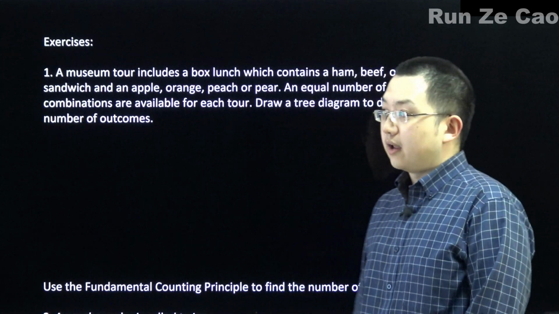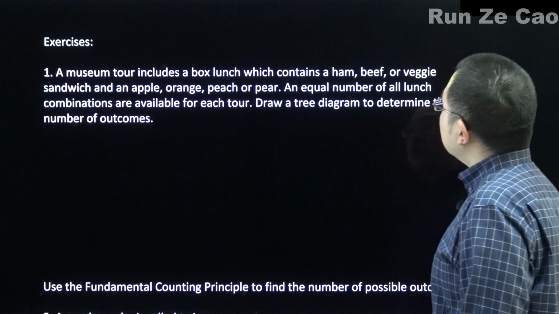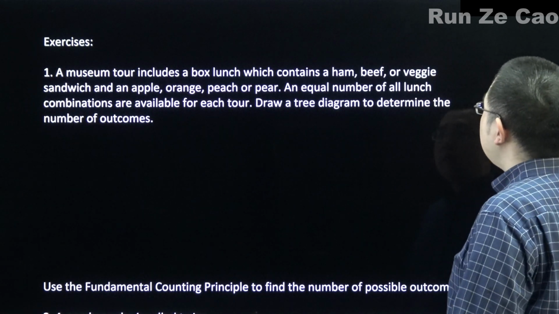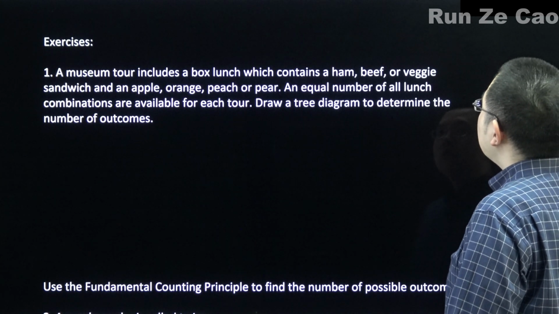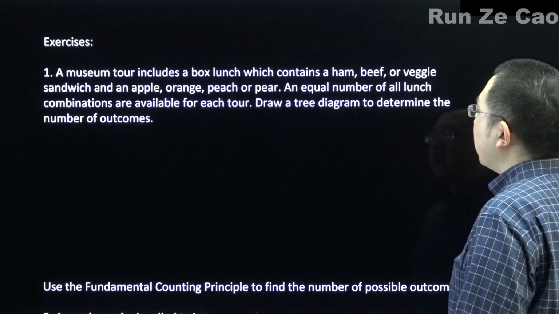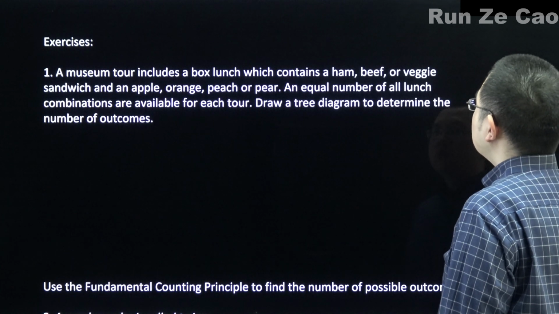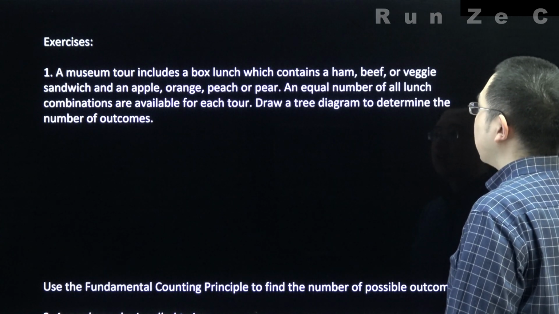Okay, let's do some exercises. A museum tour includes a boxed lunch which contains a ham, beef, or veggie sandwich and an apple, orange, peach, or pear. An equal number of all lunch combinations are available for each tour. Draw a tree diagram to determine the number of outcomes.